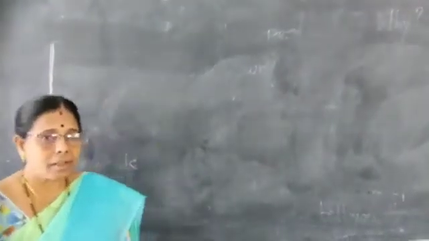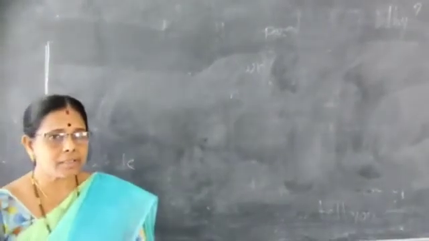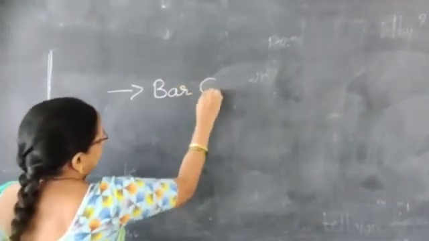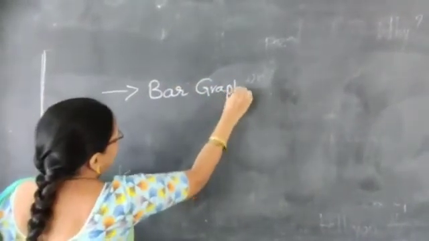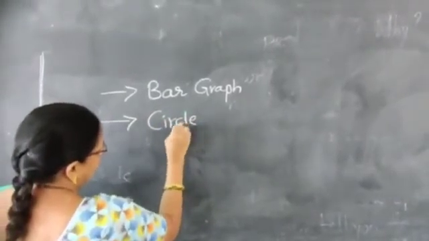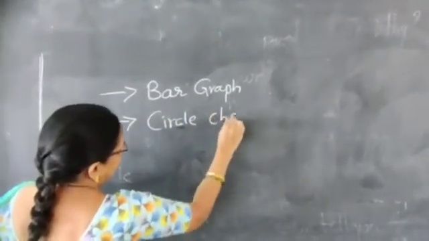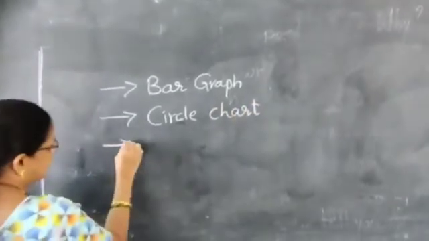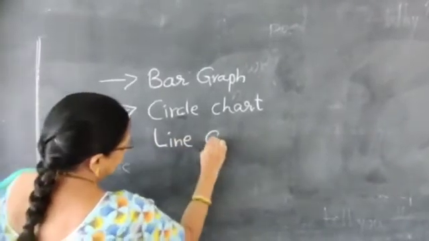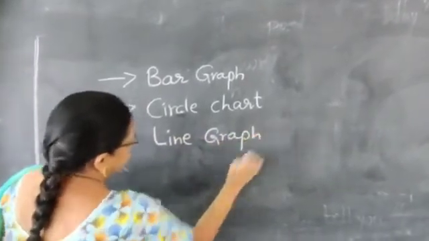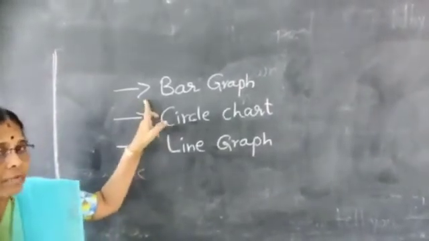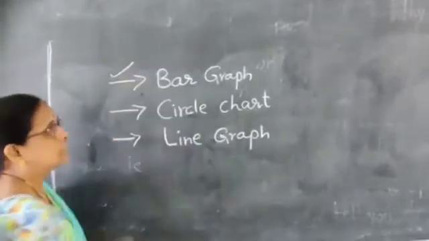After collecting the data, we will show it in different ways. First one, bar graph. Second, circle chart. Third, line graph. Okay. In this class, we learn first the bar graph.